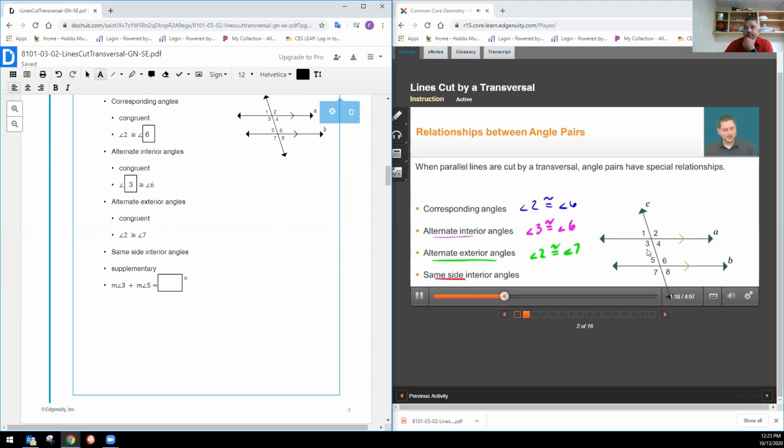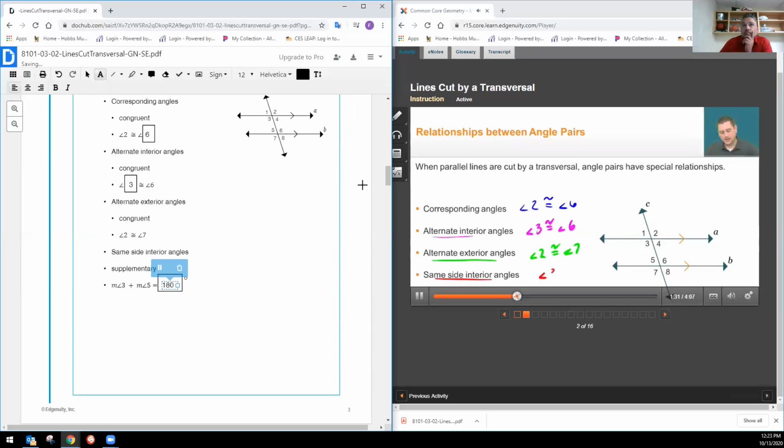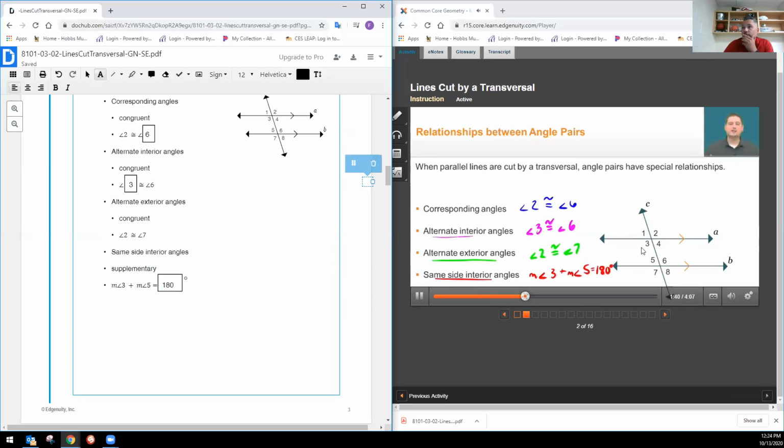Now, if I move on to same side interior angles, we know those are interior angles on the same side, also called consecutive interior angles. Now, you might think that these are congruent as well, but that's not the case. Instead, if I look at angle 3 and angle 5, I can state that their measures are supplementary, so they add up to 180 degrees, just as angle 4 and angle 6 are supplementary too.